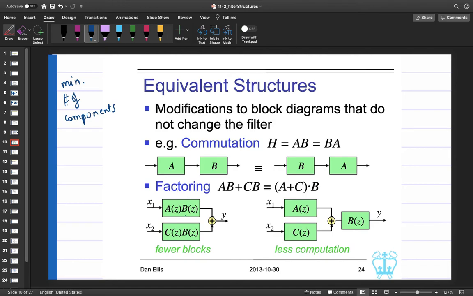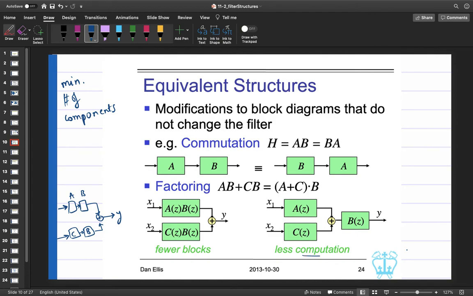Now you see in this structure, if you consider separate blocks, A is a block, B is a block, and then you are adding it here, and here C is a block, B is a block. So something like this you are getting. So how many blocks do you have? 4 blocks. But if I take B common here, then I need only 3 blocks. So this means there is less computation involved.